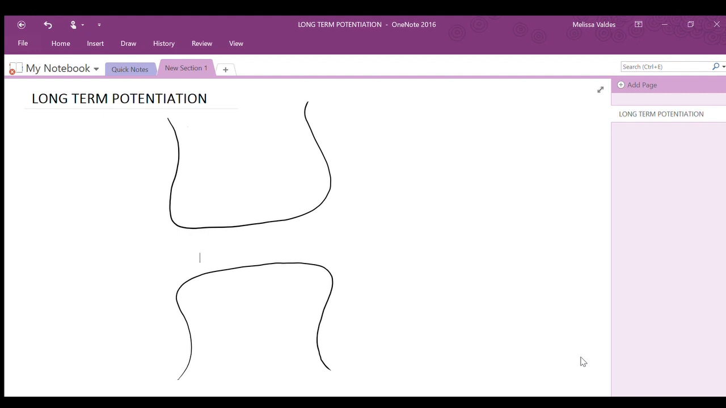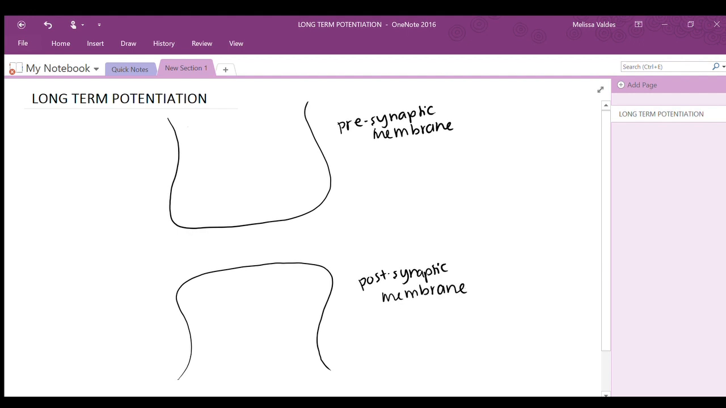So, starting at the synaptic level, over here we have the presynaptic membrane and the postsynaptic membrane. Now, in the presynaptic membrane, we have a neurotransmitter known as glutamate. Now, glutamate is a neurotransmitter that is primarily involved in nerve cells trying to send signals to other cells.